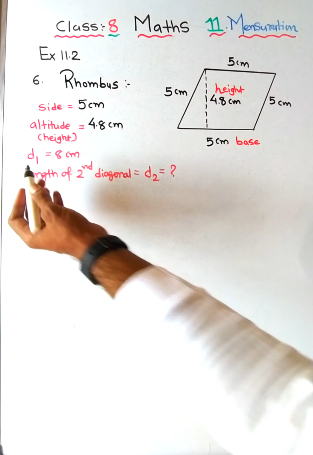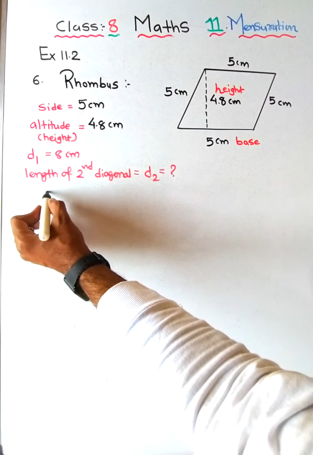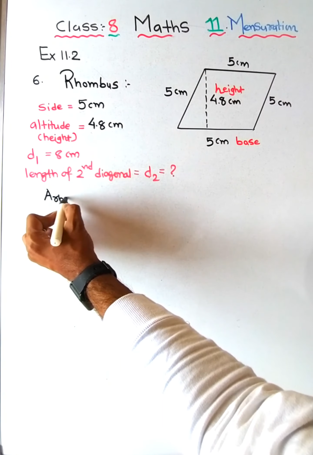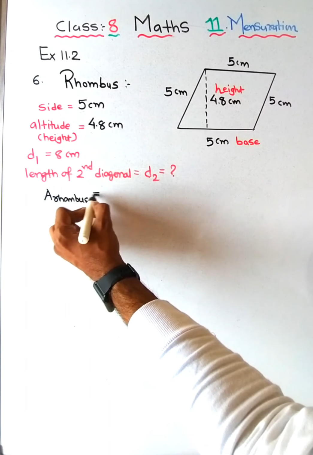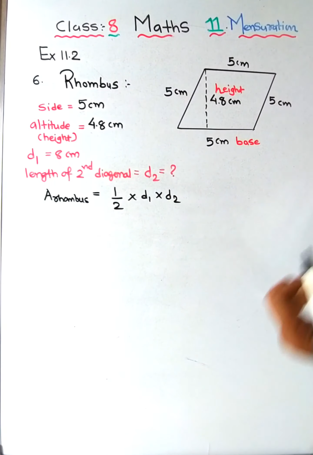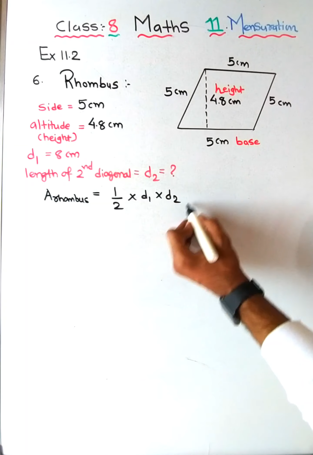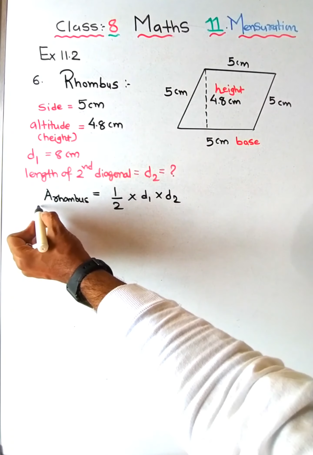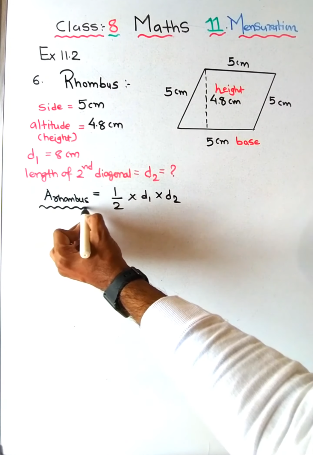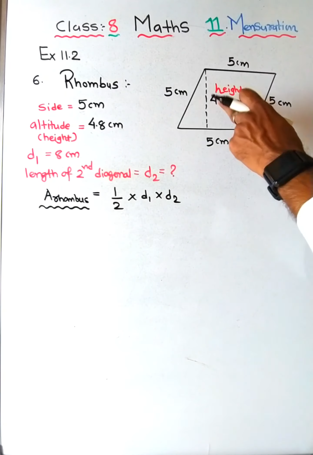Now we know that area of rhombus is half into d1 into d2. So here we have only the information of d1. We are finding d2. If in case we get the area of this rhombus, then we are able to calculate it easily. Now, what is the hint given for area? The hint given is height, right?